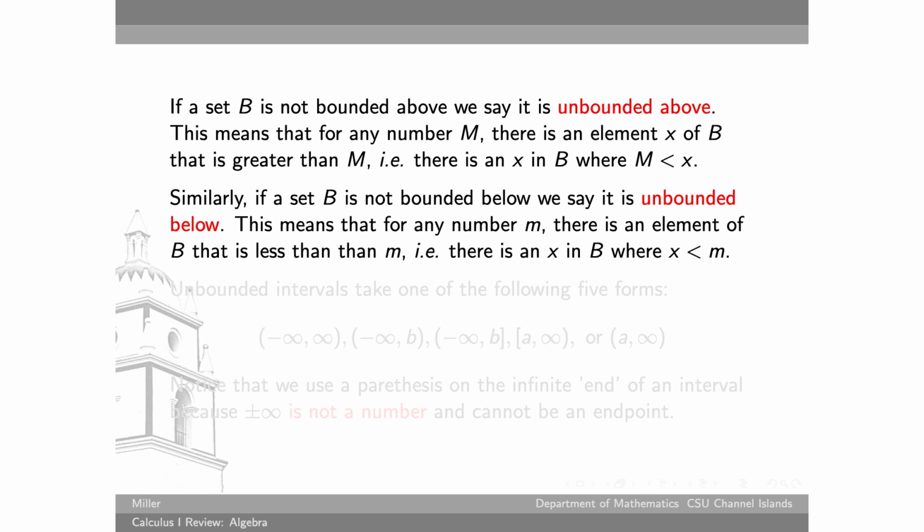Similarly, if b is not bounded below, we say it is unbounded below. This means that for any number little m, there is an element of b that is less than or equal to little m. That is, there's an x in b where x is less than m.